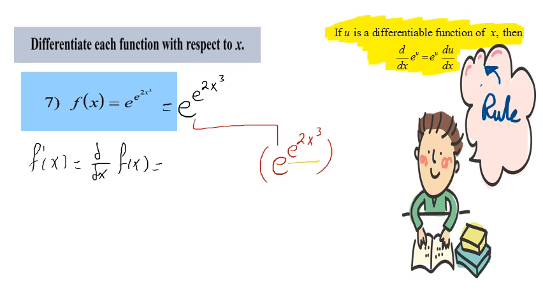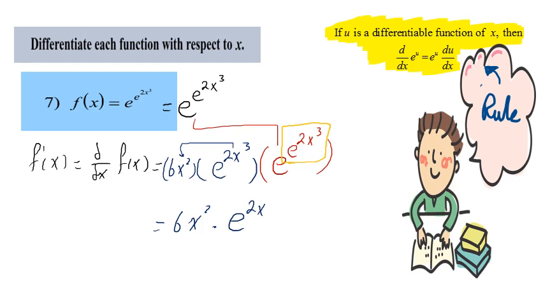Multiply by the derivative of the exponent, and the derivative of the exponent in this case, e to the power of 2x to the power of 3, is 6x squared. So it's 6x squared multiplied by e to the power of 2x to the power of 3. This is f dash of x, or the first derivative of the function with respect to x.